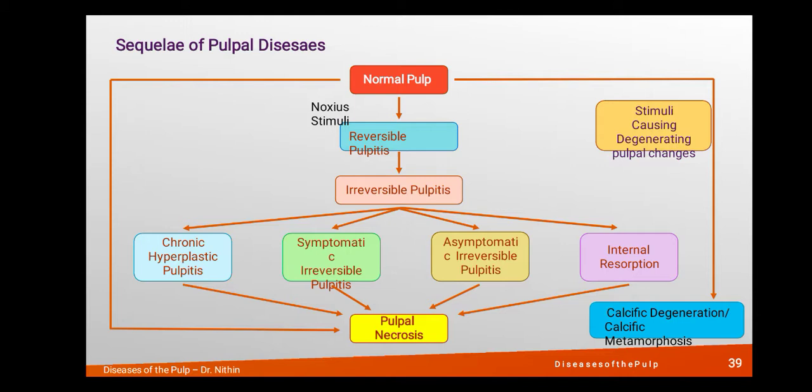Similarly, if the stimulus is of low grade and it causes degenerative changes in the pulp, then it may lead to calcific degeneration or calcific metamorphosis of the pulp.